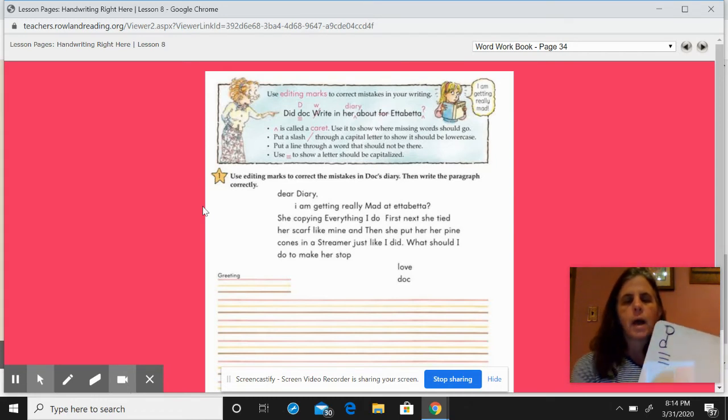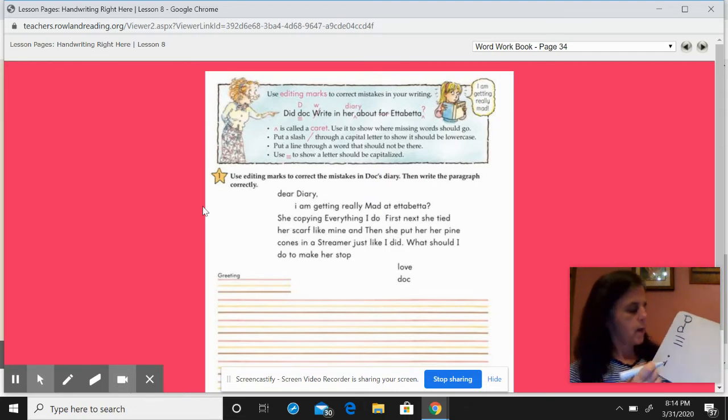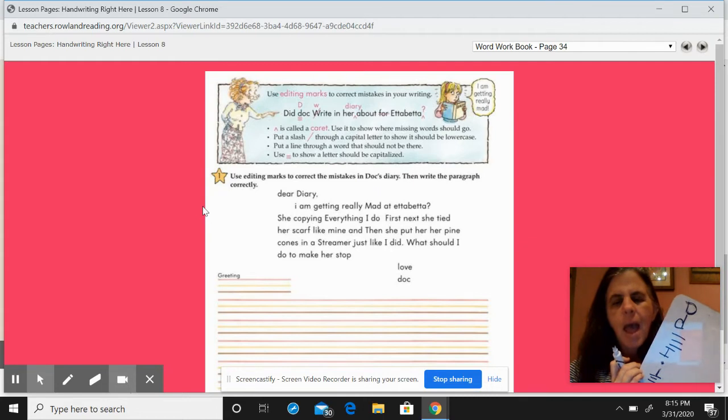So now let's look into the body of the letter. So we're looking at the first sentence. I am getting really mad at Etta Betta. So there are a few mistakes in there. Do you see what mistakes there are? Excellent. So the I should not be lowercase. We all know that I's, referring to ourselves, are never lowercase. It always needs to be uppercase. So we're going to use our 3 lines, our editing marks, and put the capital I above it. I am getting really mad at Edabetta.